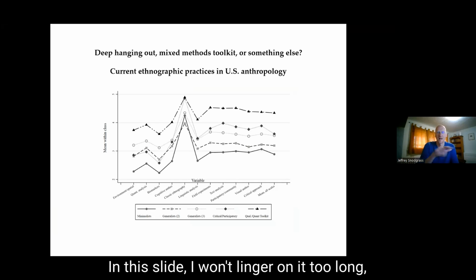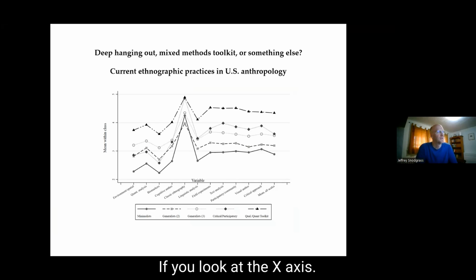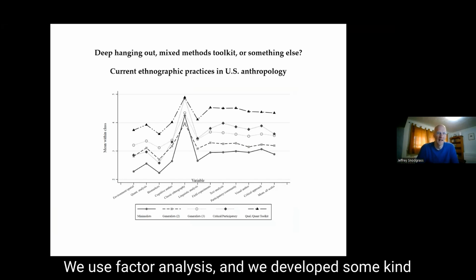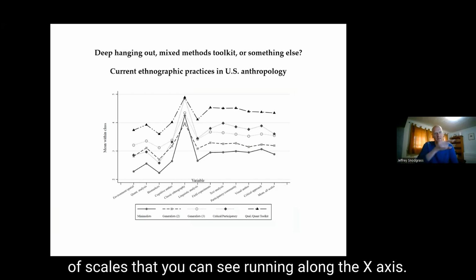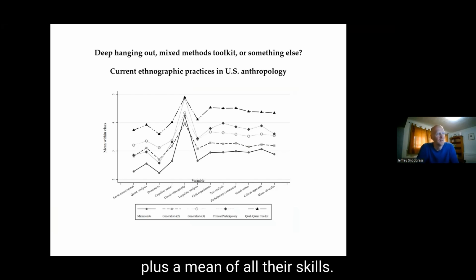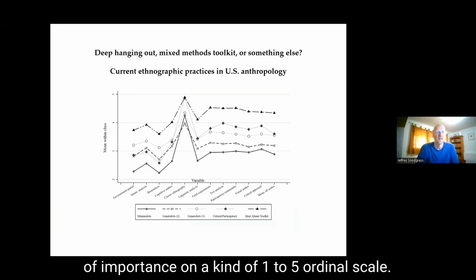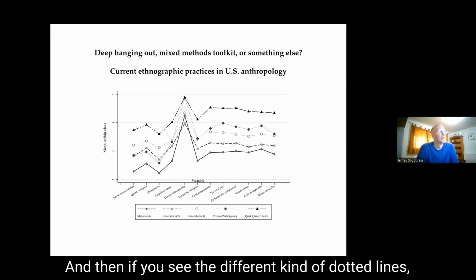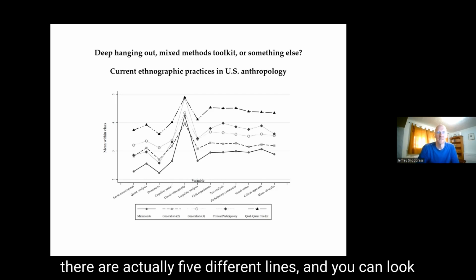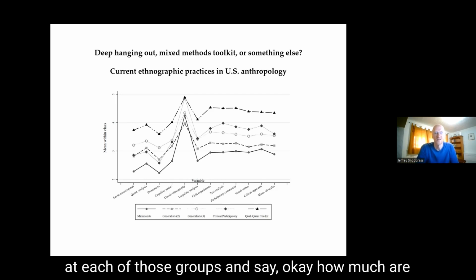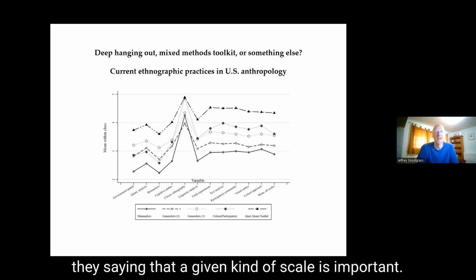On this slide, I won't linger on it too long, but let me just explain a few things. If you look at the x-axis, we polled U.S. cultural anthropologists about their practices, and we had 169 items. We used factor analysis, and we developed some scales that you can see running along the x-axis. Those are 11 different scales plus a mean of all their scales. We had reasons for doing that. And then on the y-axis, it's basically a rating of importance on a 1 to 5 ordinal scale. And if you see the different dotted lines, there are actually 5 different lines, and you can look at each of those groups and say, okay, how much are they saying that a given kind of scale is important?